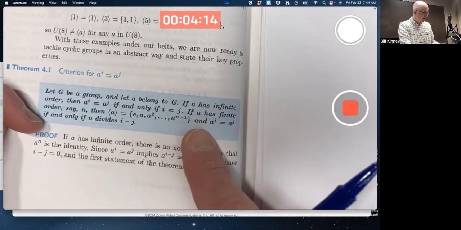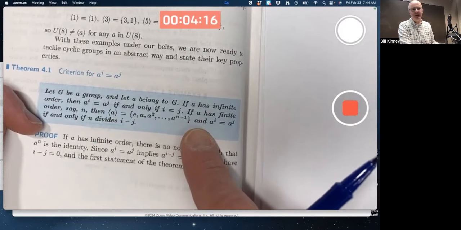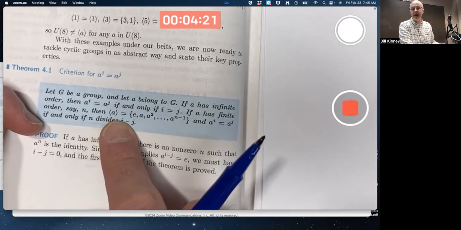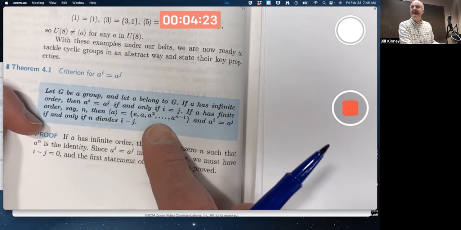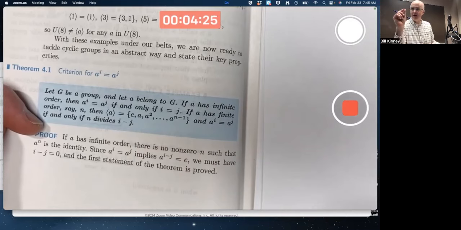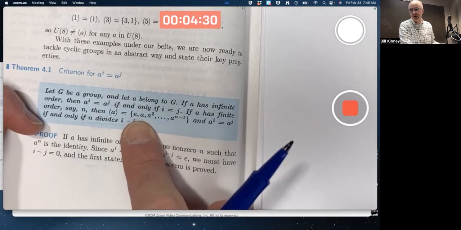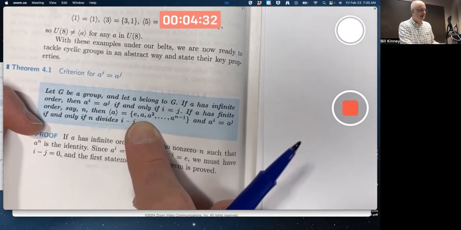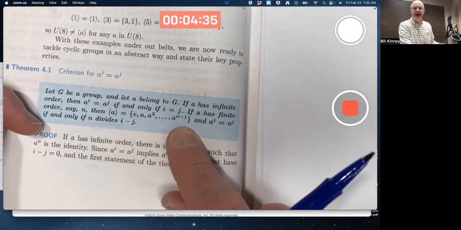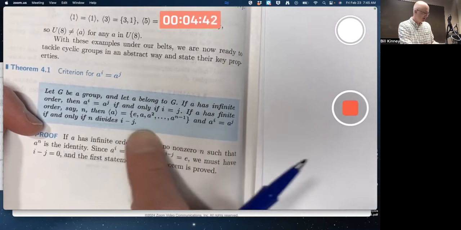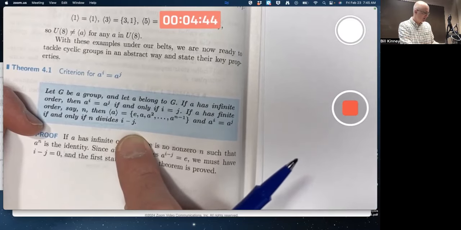On the other hand, the part we're more interested in here, if A has finite order, say order n, then the cyclic subgroup generated by A consists of all powers of A. Yes, it does consist of all powers of A, but they can be simplified to just these powers of A: E being A to the 0 power, then A to the first, A squared, etc., up through A to the n minus 1 power. And also, we've got an if and only if statement in addition to that. A to the I equals A to the J if and only if n divides I minus J, where again, n is the order of A.